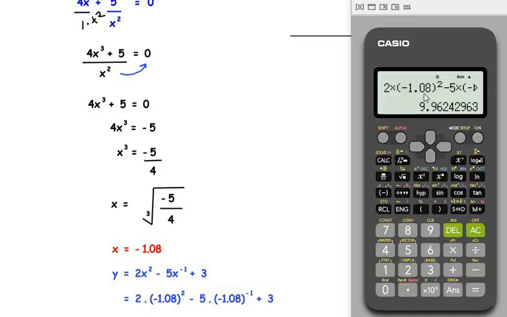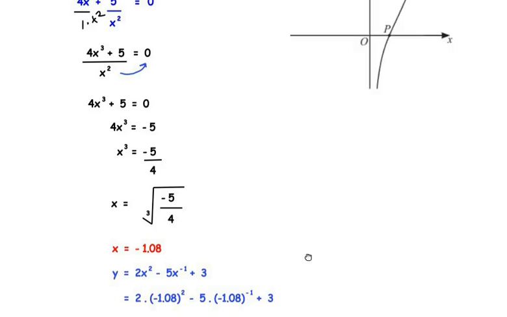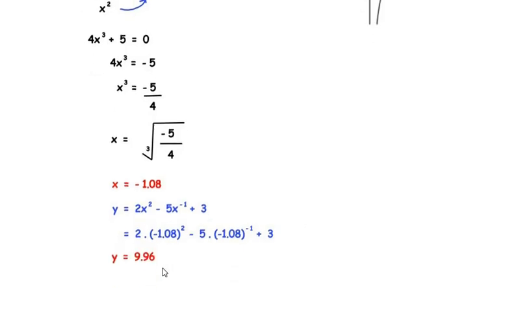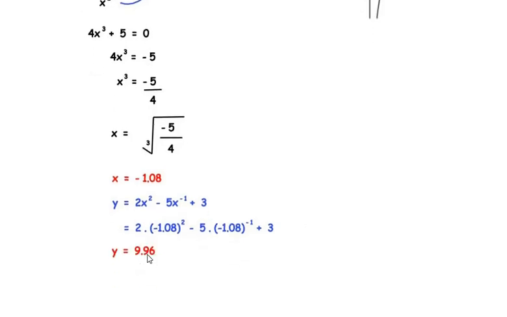So this gives us the value of y as 9.962. Again rounding it to 3 significant figures, we get the value of y as 9.96. So here we have written y is equal to 9.96. So these are the coordinates of the point M, which is a minimum point.